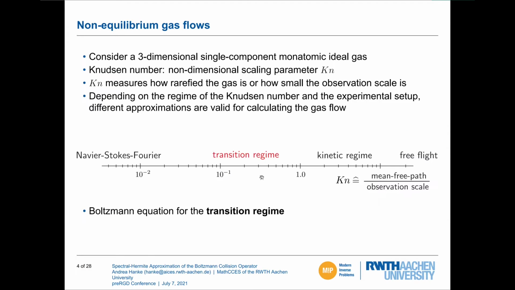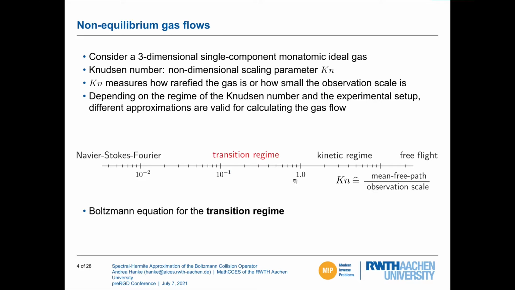gas flow. We can describe this by simplifying everything and just considering a three-dimensional single-component monatomic ideal gas, and then we can define the Knudsen number as a non-dimensional scaling parameter. The Knudsen number measures how rarefied the gas is or how small the observation scale is. Depending on the regime of the Knudsen number and the experimental setup, different approximations are valid for calculating the gas flow. On the one hand, you have Knudsen numbers which are very small, and for these, the Navier-Stokes-Fourier equations are absolutely fine to use as an approximation.